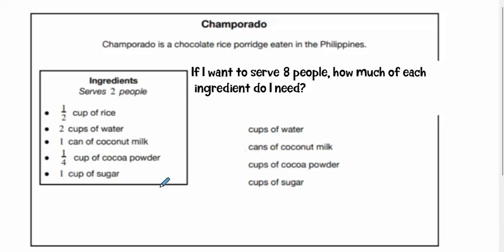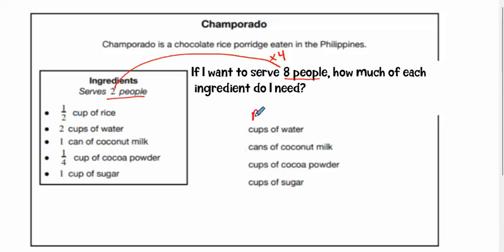All right, so this recipe serves 2 people, but I want to serve 8 people. So if you see 8, I'm going from 2 people to 8 people. So 2 to 8, I would have to multiply by 4. That means I need to make 4 of these recipes.